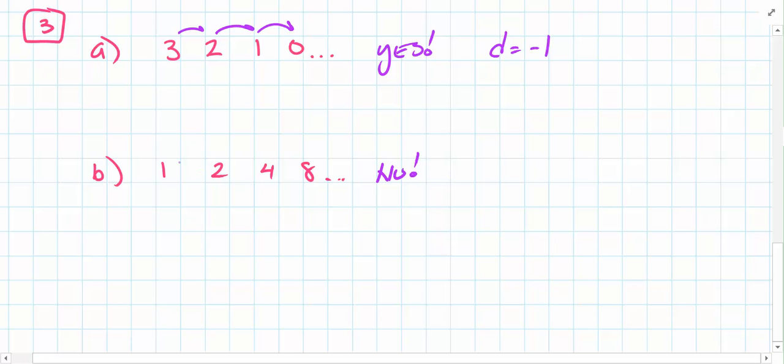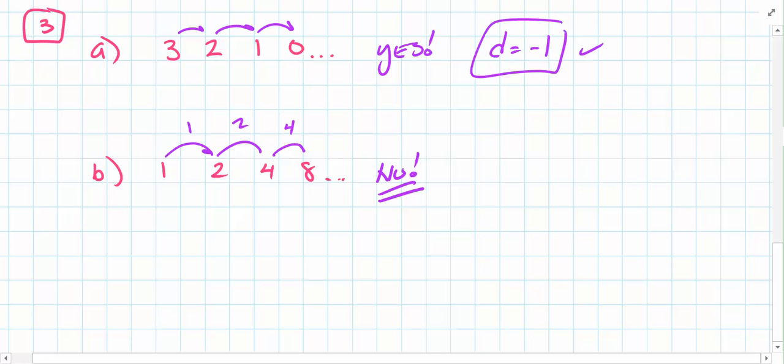Because there's no common difference. Yeah, the difference between this one is 1. The difference between this one would be 2. This one goes up by 4. This is a different type of sequence. We'll talk about that later. Not arithmetic. This one is, and the difference was -1. So yeah, it is possible for our differences to be negative.